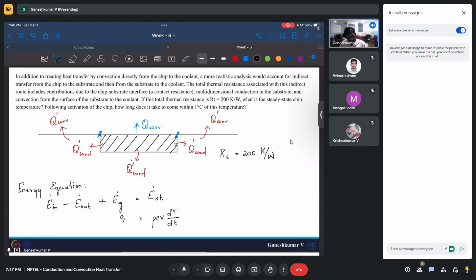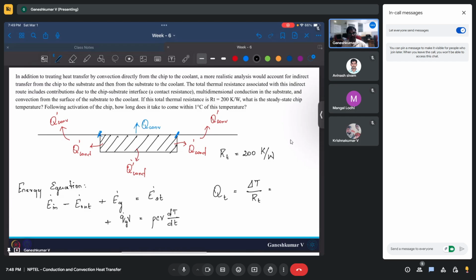Energy generation is going to remain the same, Q dot G into V. However, the E dot out is not just through this Q convection but also through other means whose overall resistance we know. So if we know the overall resistance, the overall heat going out of this is going to be simply delta T by total resistance, right?